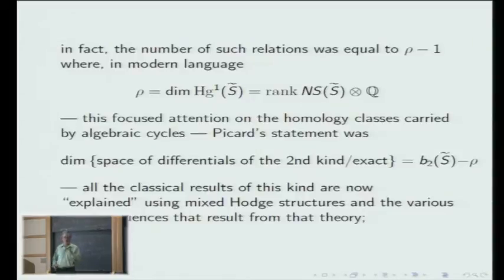It also focused attention on homology classes carried by algebraic curves or algebraic one-cycles, and that, of course, is part of the modern Hodge conjecture. I would say, though, that all of the classical results of this kind, the classification of differentials of the first, second, and third kind, and then Lefschetz tried to do it for higher dimensional varieties, but there it gets a little squirrely. These are just all explained beautifully by mixed Hodge theory. You just unwind what mixed Hodge theory tells you, and out comes everything that the classical folks knew.